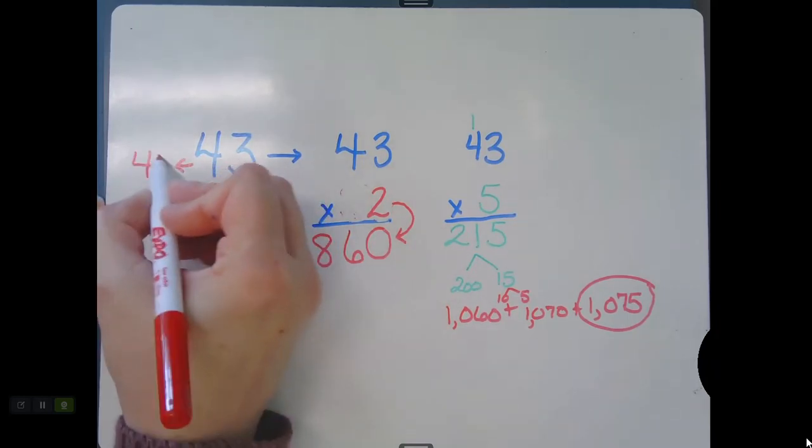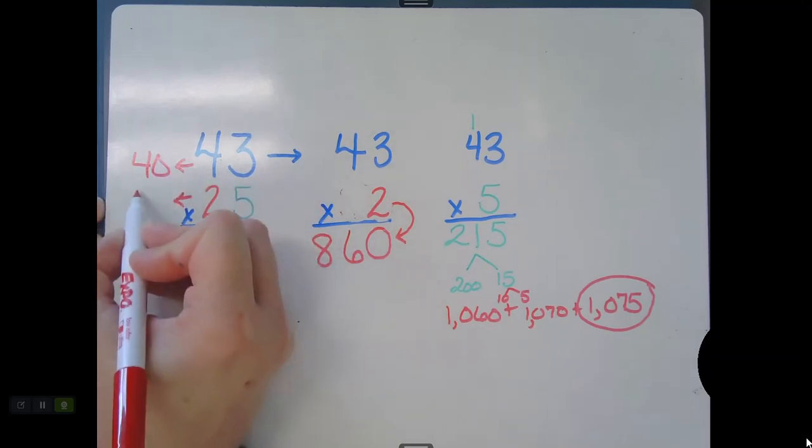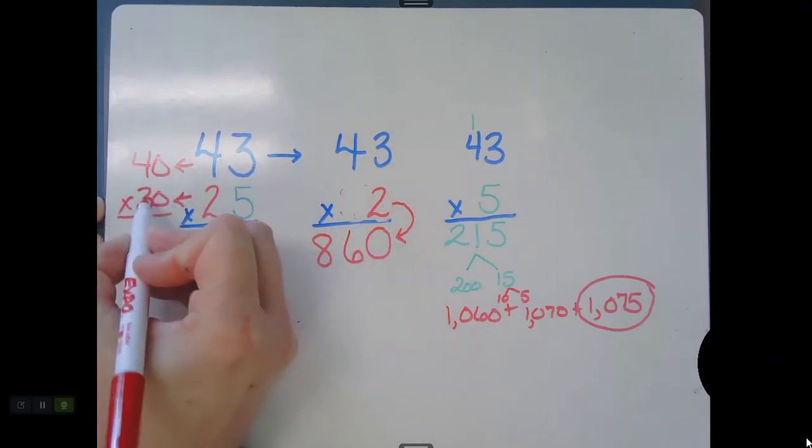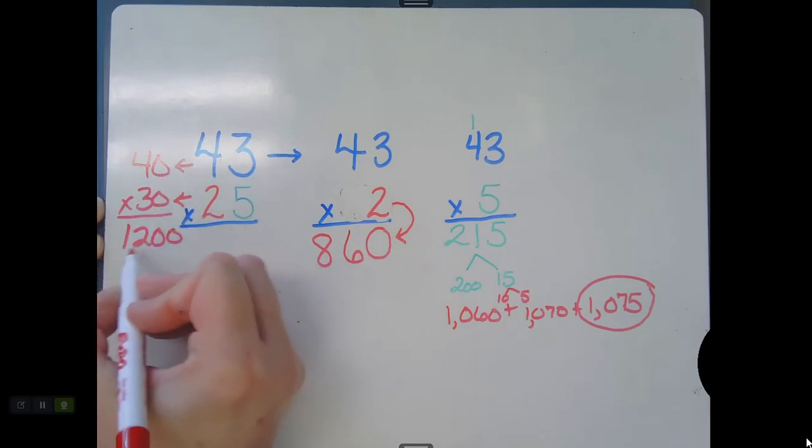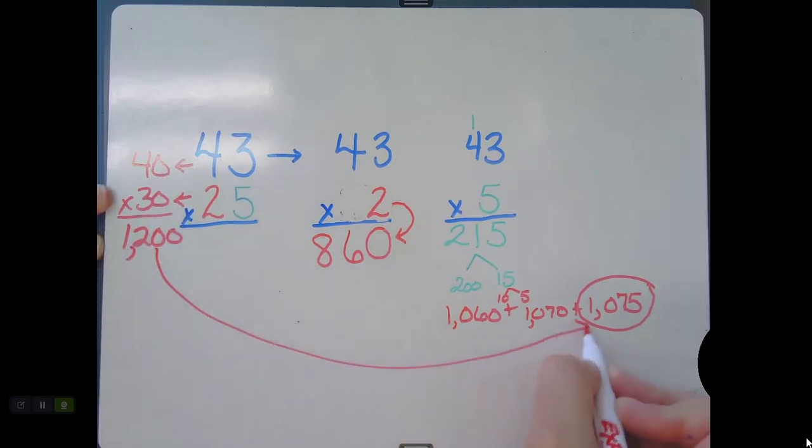To check my answer, I'm going to estimate. 43 will round to 40. 25 will round to 30. Do the basic fact, 4 times 3 is 12. Count and add your zeros to give me 1,200, which is pretty close to 1,075.